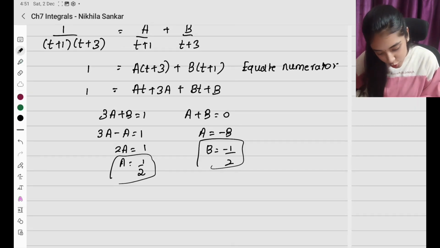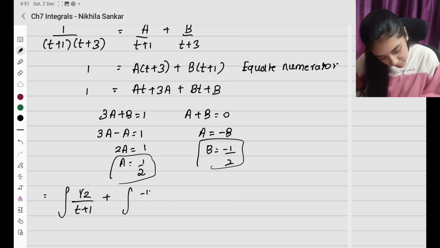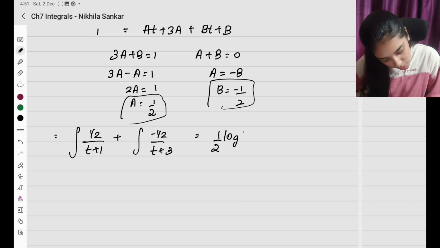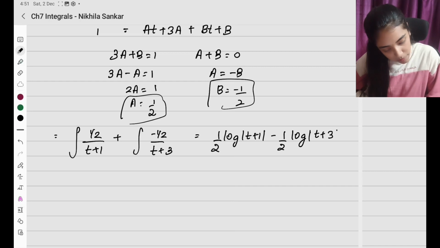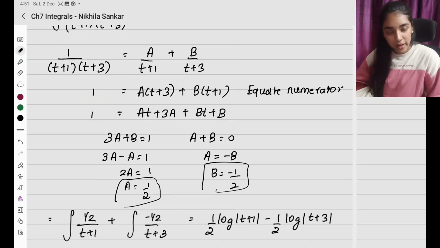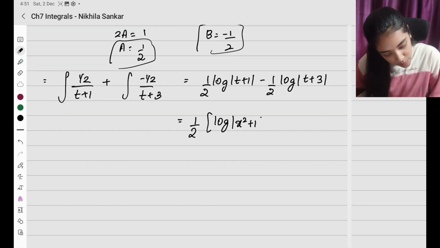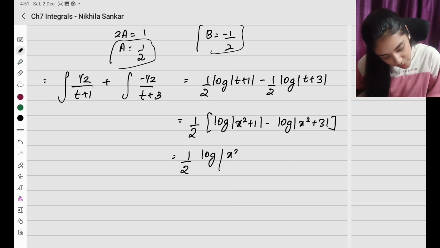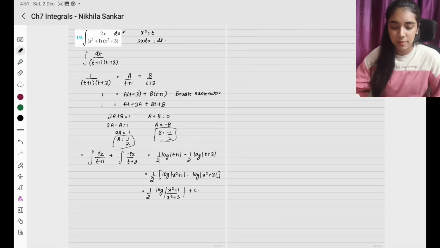I can substitute. My integral looks like integral 1 by 2 divided by t plus 1 plus minus 1 by 2 divided by t plus 3, which is going to be half log mod t plus 1 minus half log mod t plus 3. I can take the half outside, and what is inside? Log mod t I am going to put back. So x square. After taking the integral, log mod x square plus 1 minus log mod x square plus 3. Log of a minus log of b is log of a by b. So half log of x square plus 1 divided by x square plus 3, plus c. Okay, so this is my final answer. Please copy.